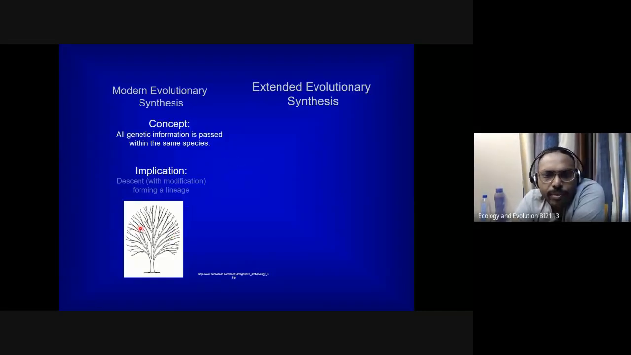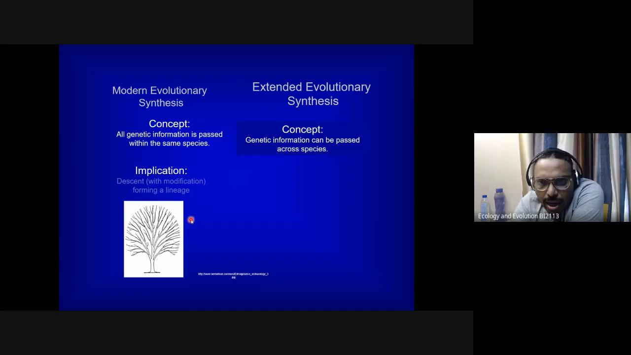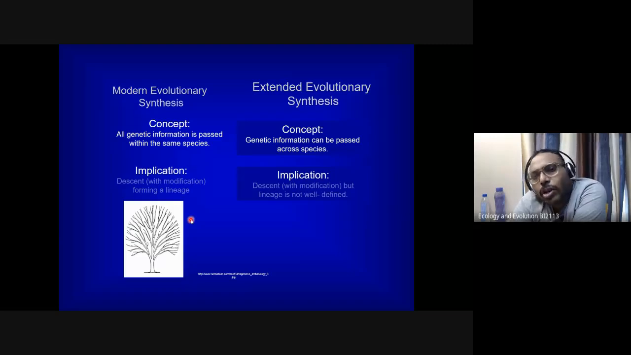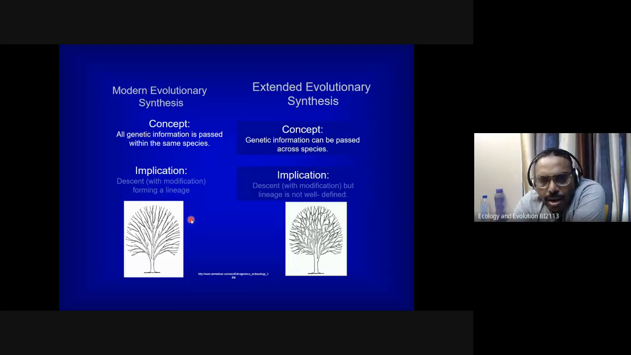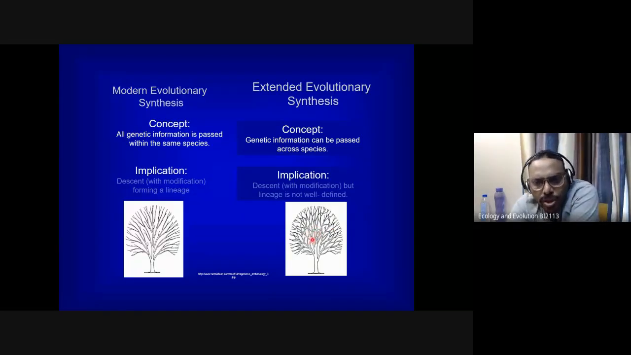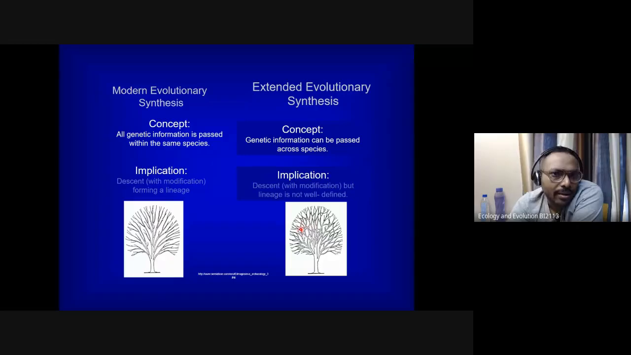So when you have no horizontal gene transfer, then all genes pass only from parents to offspring. You get these kind of branching trees. However, when you have genetic information being passed across species, then the concept of a lineage is no longer well defined, and you can have these kind of trees where, can you see these branches, these bridges connecting two branches? So this is what is known as a reticulate pattern.